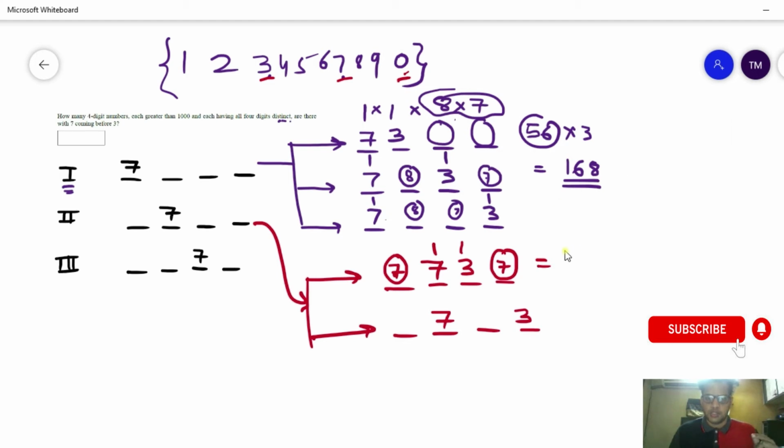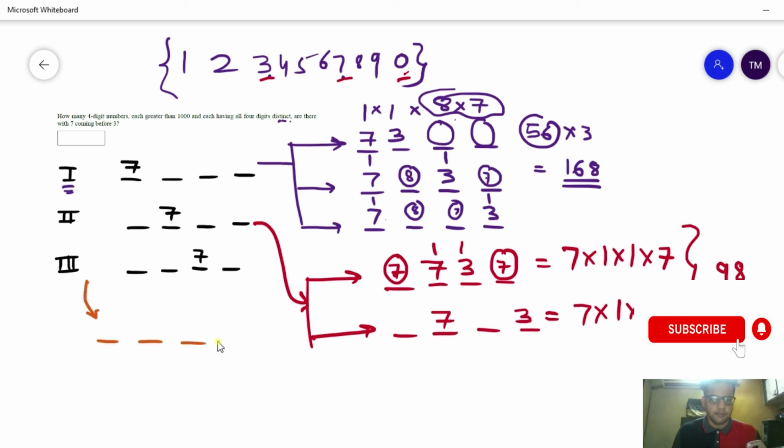So it is total 7 into 1 into 1 into 7. In this case also it will be the same, 7 into 1 into 7 into 1. So that will give you 49 into 2, 98. And talking about the last case, in the last case we can have only one possibility, that is 7 and 3.